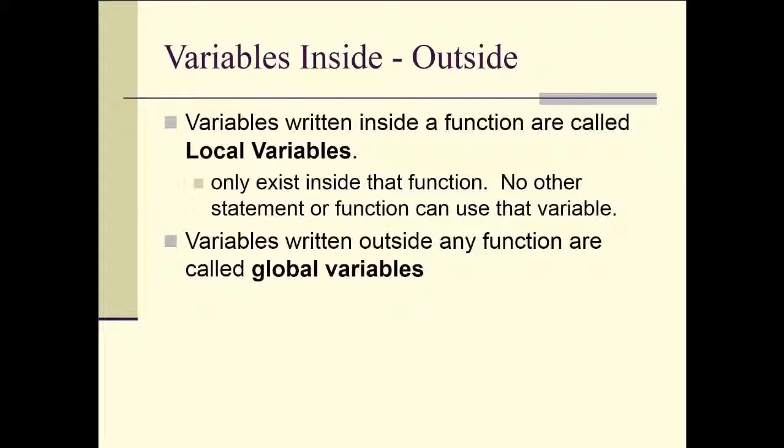Now, the variables that are written inside the function are called local variables. They exist only in that function. As long as the function is running, that variable exists in memory. That value is available for the function to use. However, it's not available to any programming lines that are outside the function. Those variables that are written outside any function are called global variables, and any function can use them.